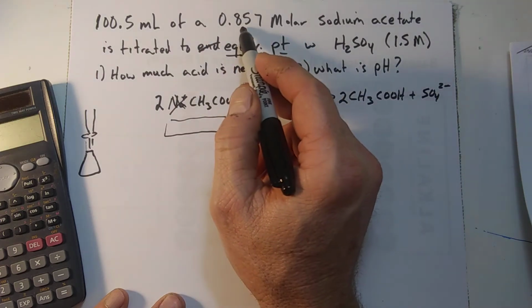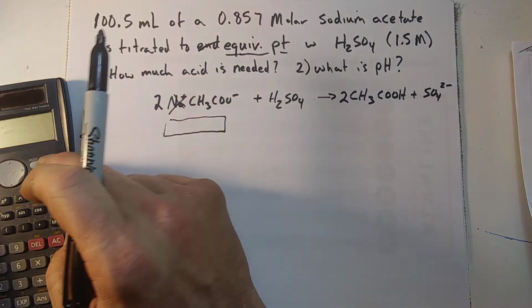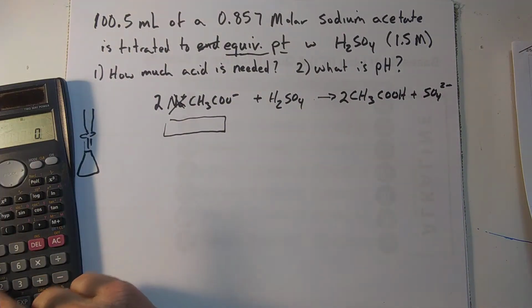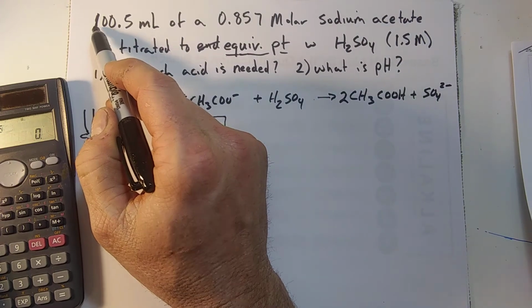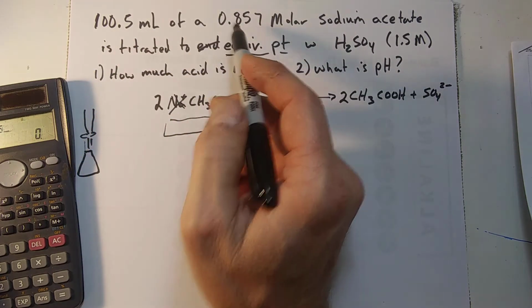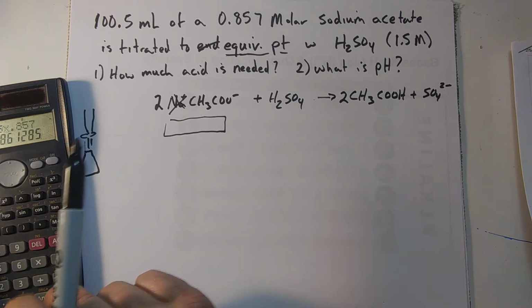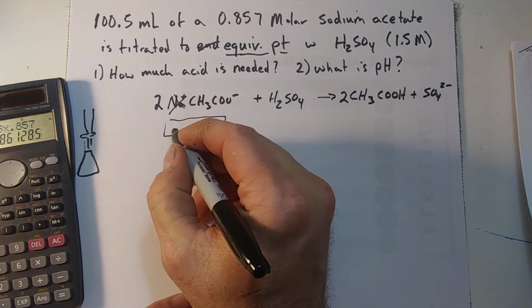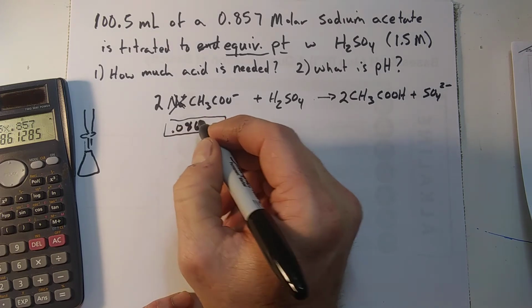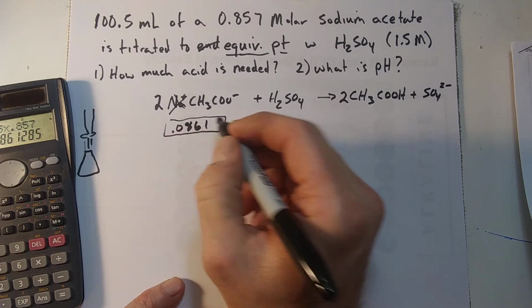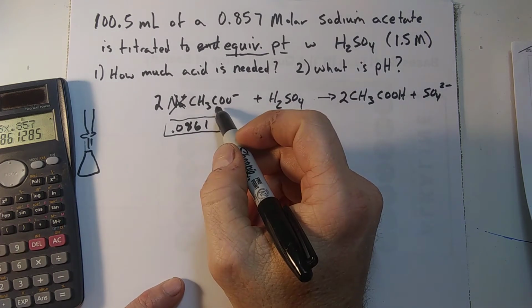How do I do that? I multiply the molarity times the volume, which has got to be in liters. So we're going to say 0.1005, because you move the decimal place over 3 places to get to liters, times the 0.857, and we know for sure that I have 0.0861 moles of this sodium acetate.